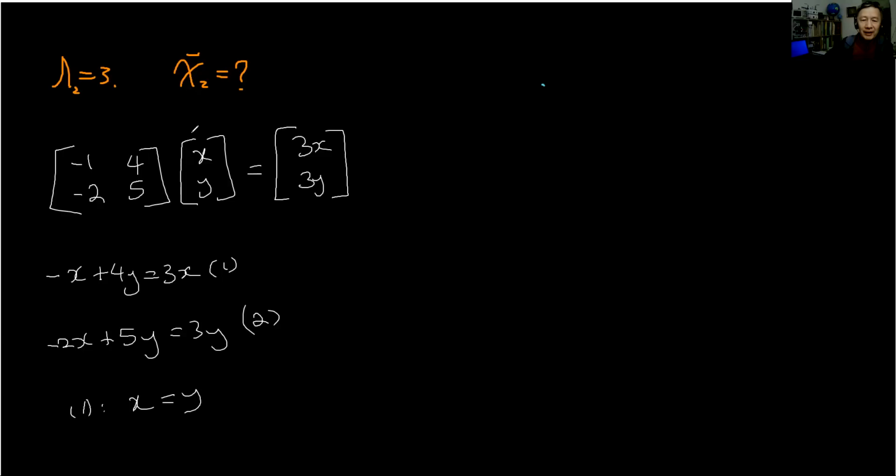Oh, x equal to y. Okay, let's double check. Yes, you're right. Now, if x equal to y, how to write its second eigenvector? You could use y again. Use y to solve x, that's right.